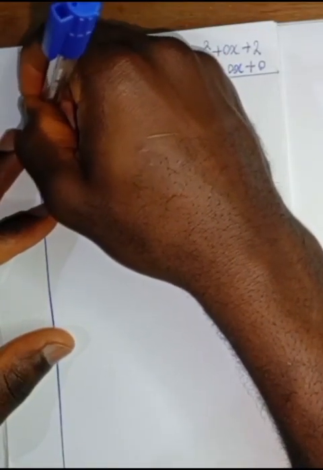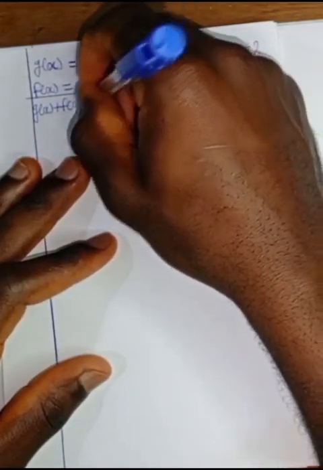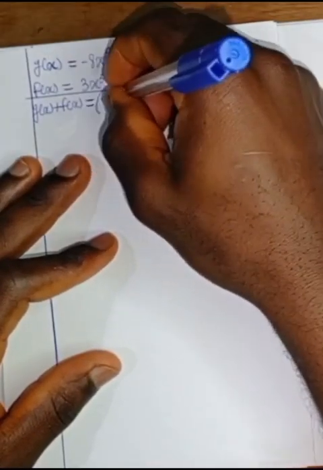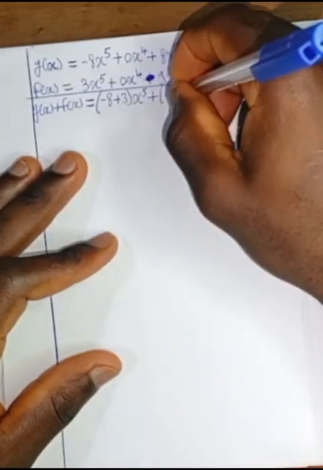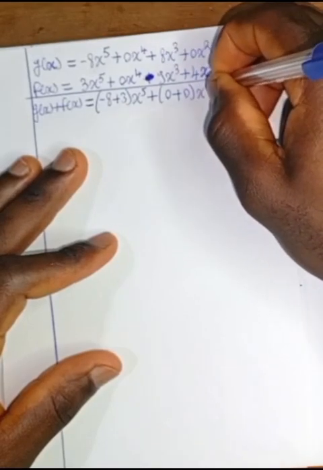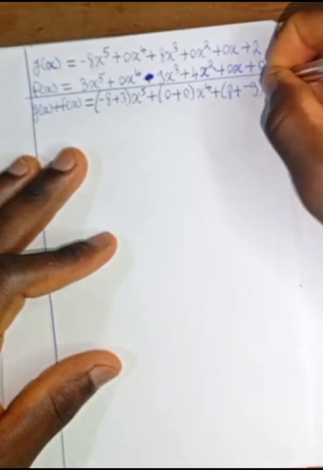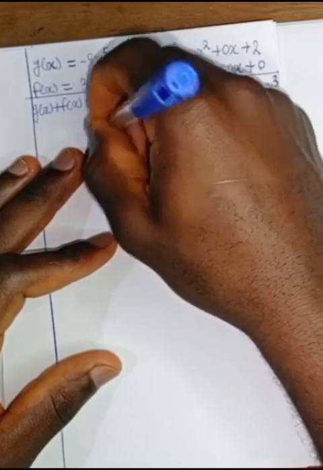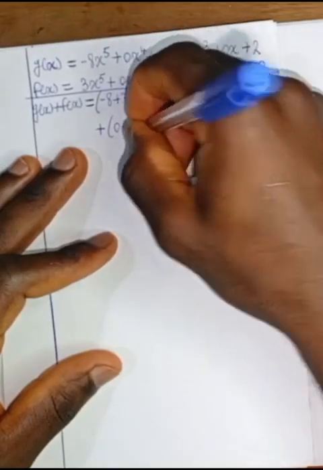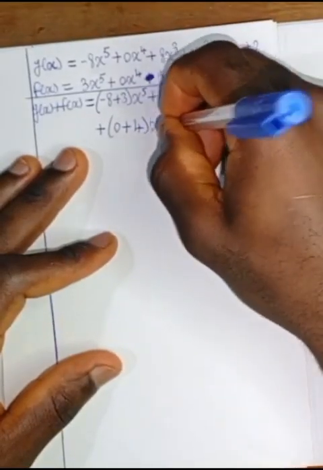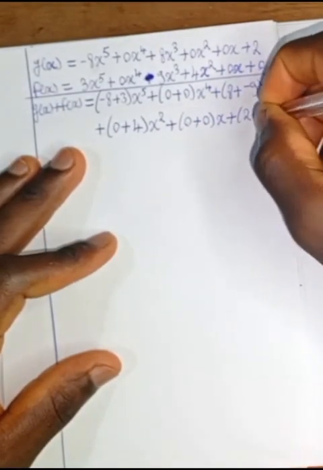Now below we have g of x plus f of x. So this will be equal to, we're going to take negative 8 plus 3, multiply by x to the power 5, plus we're going to take 0 plus 0, multiply by x to the power 4, plus we're going to take 8 plus negative 9, we multiply by x to the power 3, plus we're going to take 0 plus 4, we multiply by x squared, plus 0 plus 0, we multiply by x, plus 2 plus 0.